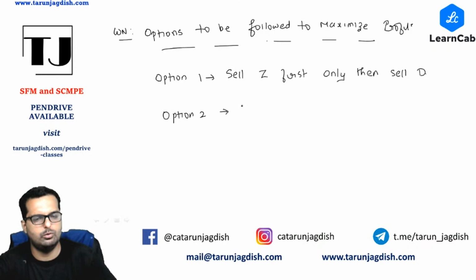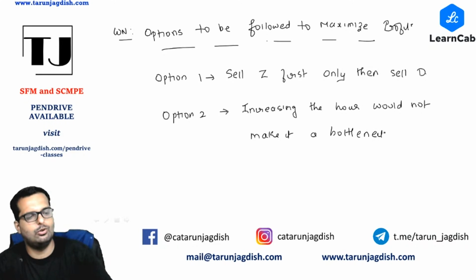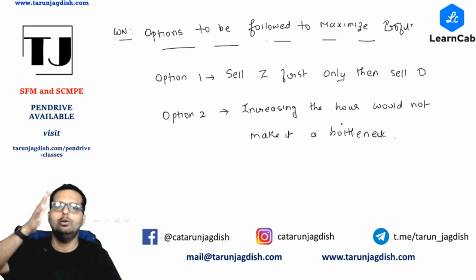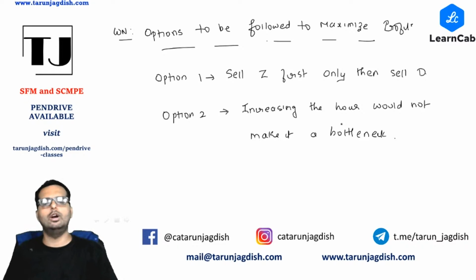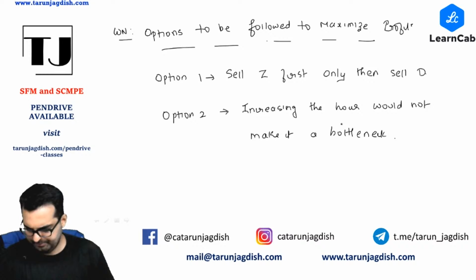Option number 2 over here would be, try increasing the hours. Increasing the hours would not make it a bottleneck. So this way also, once the hours go up, you produce Z also, and your profit will go on increasing. I'll give you a minute. Can you please write down this in your books now?